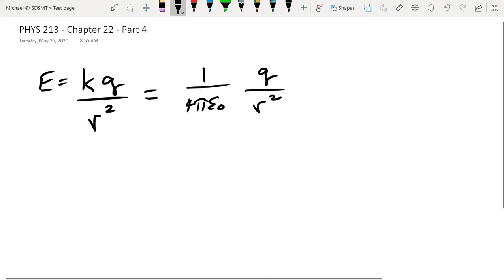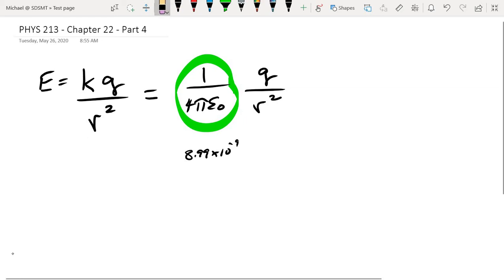So for this example and for all other examples that we're going to see, I am going to start writing out the value of k as 1 over 4 pi epsilon naught, but feel free to continue using the value for k that we've been using this whole time. No reason we can't keep doing that.